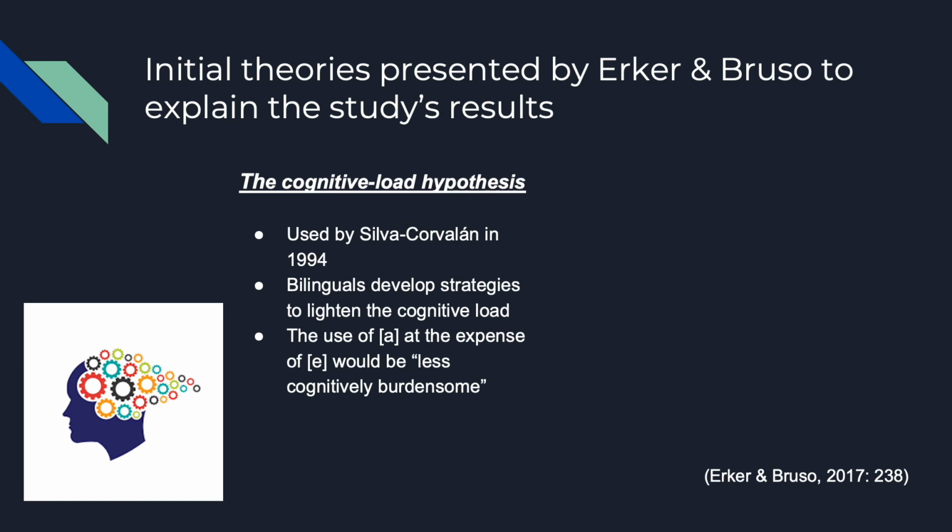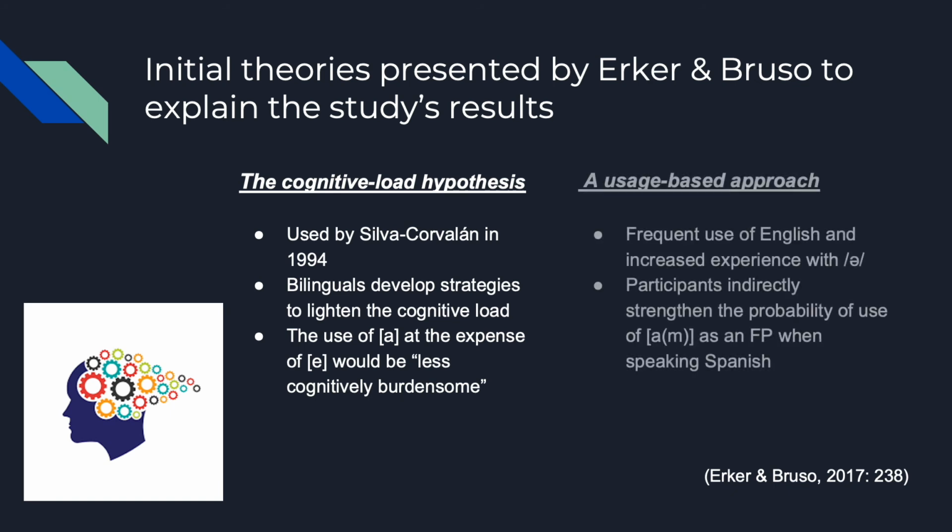Thus, the use of one form at the expense of the other would be less cognitively burdensome. They also present the usage-based approach as another possible explanation, meaning a frequent use of English and increased experience with schwa might cause participants to indirectly strengthen the probability of use of the schwa-like form as an FP when speaking Spanish.